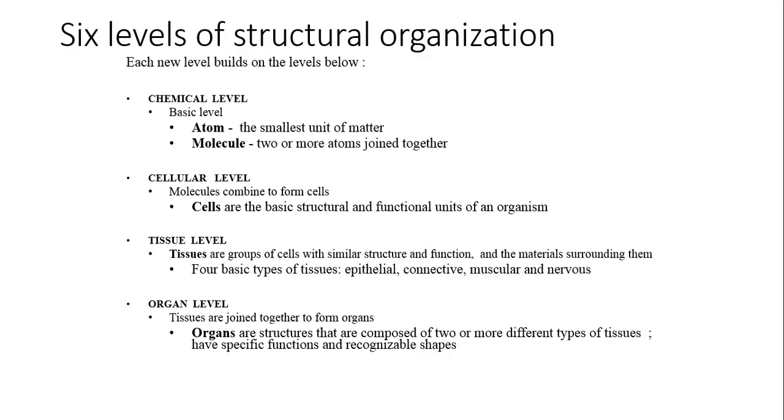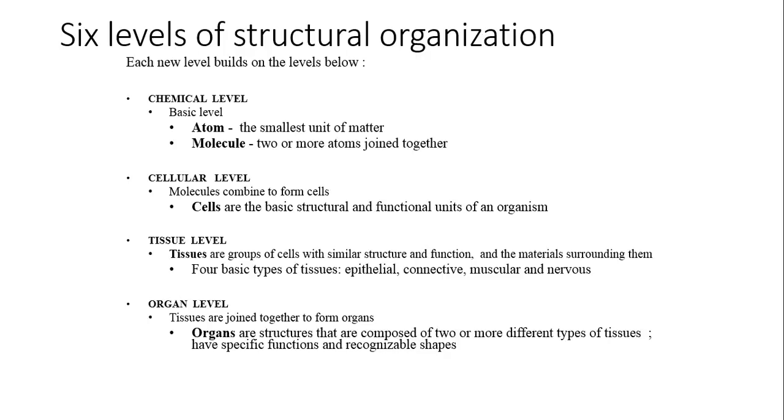So if we look at each of the levels, the most basic one is the chemical level. Atoms are the smallest units of matter, and molecules are two or more atoms joined together. And molecules interact with each other to give rise to the next level, which is the cellular level. Molecules combine to form cells.